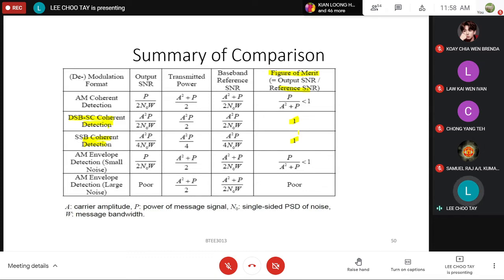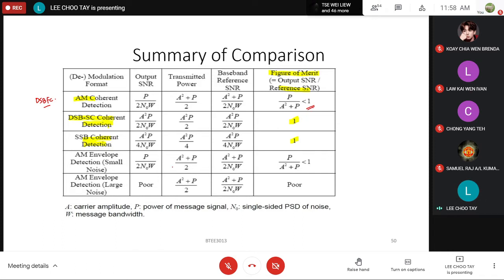However, there is AM coherent detection, where AM is full AM. What's another name for full AM? Double sideband full carrier. So for double sideband full carrier, you can expect the figure of merit to be less than 1. Why? Because a lot of the transmitted power is actually wasted in the carrier. As far as the signal power at the receiver is concerned, you can expect a lot less. Therefore, the figure of merit is less than 1.